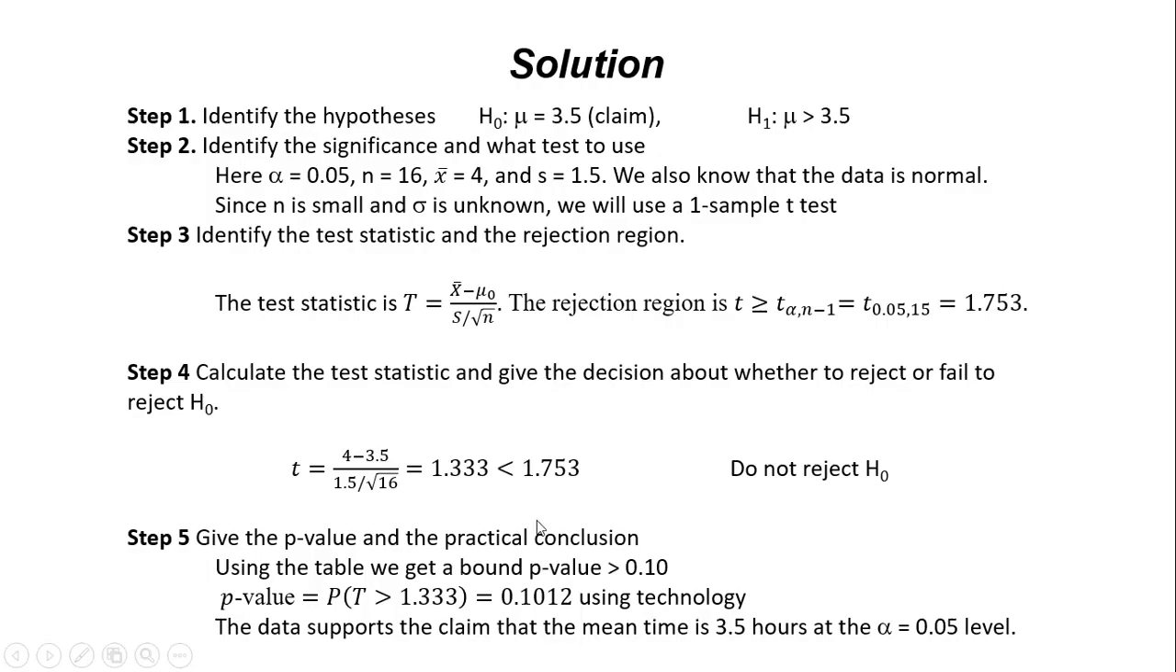Okay. If we wanted a more precise bound, then we could use technology, the R language, or perhaps Minitab. I'll show you the Minitab in a couple of seconds. But we could finish this step over here with a summary sentence. The data supports the claim that the mean time is 3.5 hours at alpha equals 0.05. So the data supports this claim right here that the mean actually is equal to 3.5.